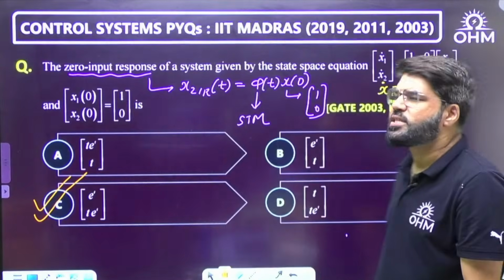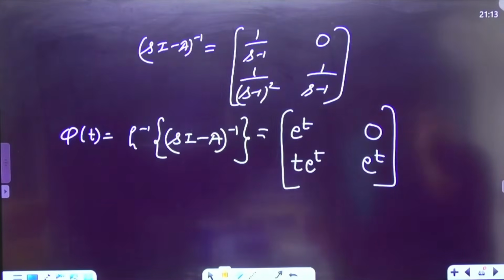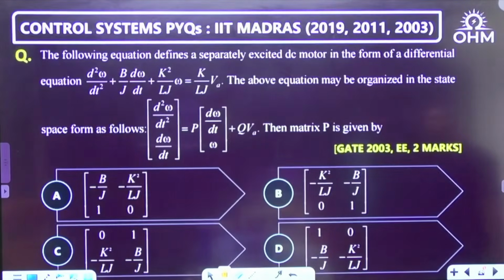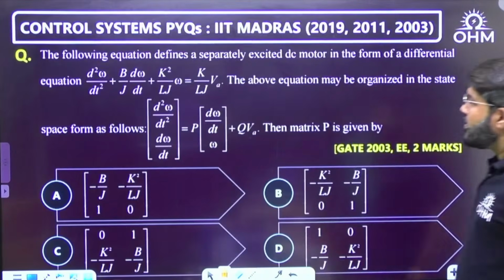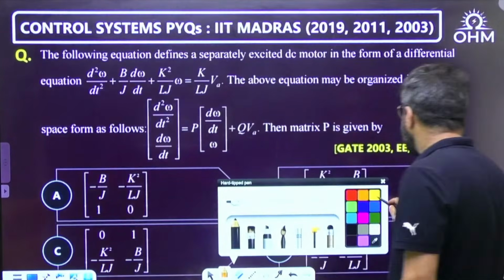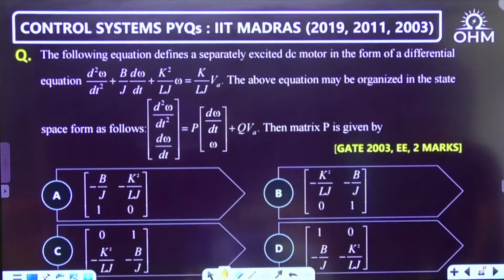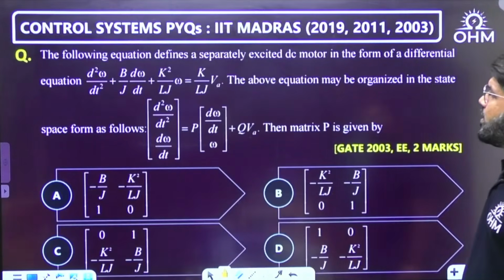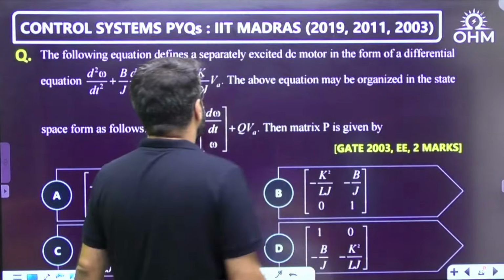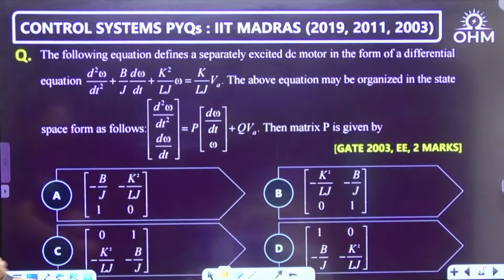Right, next question. Now see, from differential equation, this is on forming the state space model. GATE 2003 EE 2 marks question. The following equation describes a separately excited DC motor in the form of differential equation. The above equation may be organized in the state space model as.